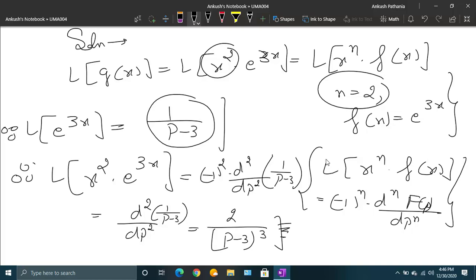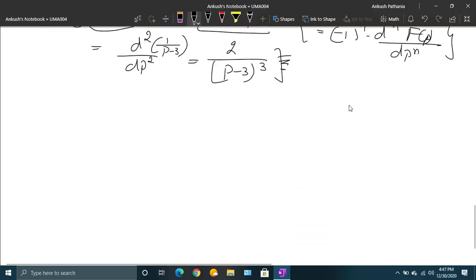Yes. So this is how we can solve this type of question. Now here again you can see the first shifting property, we did the same thing. Find the Laplace of f(x), and when you have to find the Laplace of e^(ax)·f(x), just change p into p minus a. Similarly here, find the Laplace of f(x), and when you find the Laplace of x^n·f(x), just apply the formula of property 2, minus 1 raised to power n, and its nth derivative. So here it was the second derivative. So this is how we usually do these types of questions.